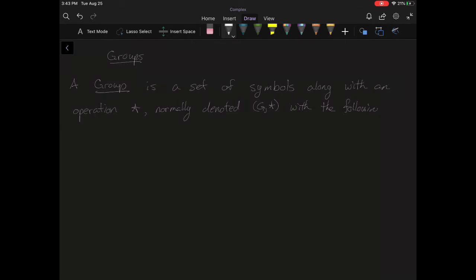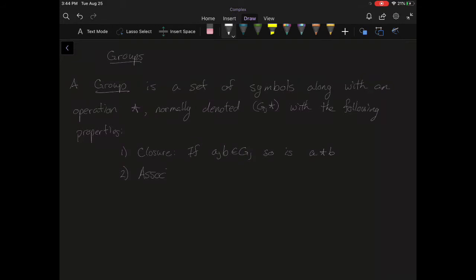Okay. And groups have the following properties. So the first property that all groups have is closure. So what does closure mean? Formally, it means that if we take any two elements, say A and B in our group, A star B is also in our group, which means that it's closed under the operation.